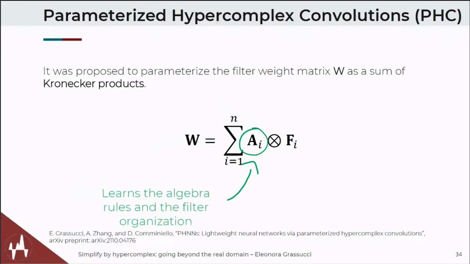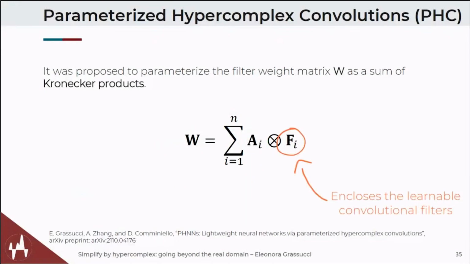The second player is the matrix A, or the matrices A, that learns the algebra rules or the filter organization directly from data, and basically defines the algebra rules. The last player is the matrix F, or again matrices F, that encloses the convolutional filters, all the weights, or the weights for the fully connected layer.